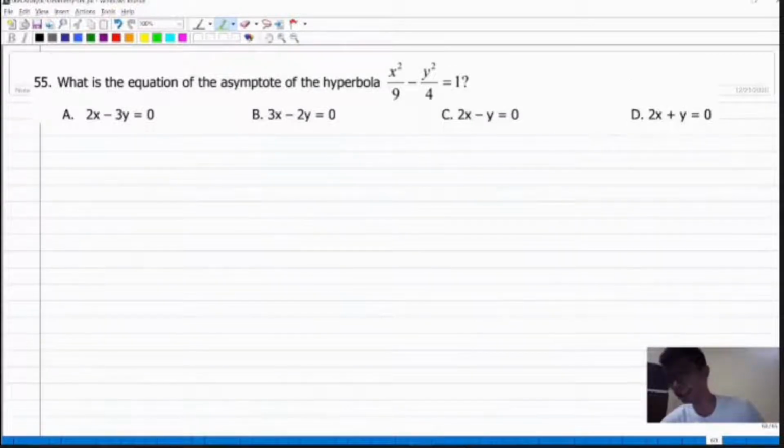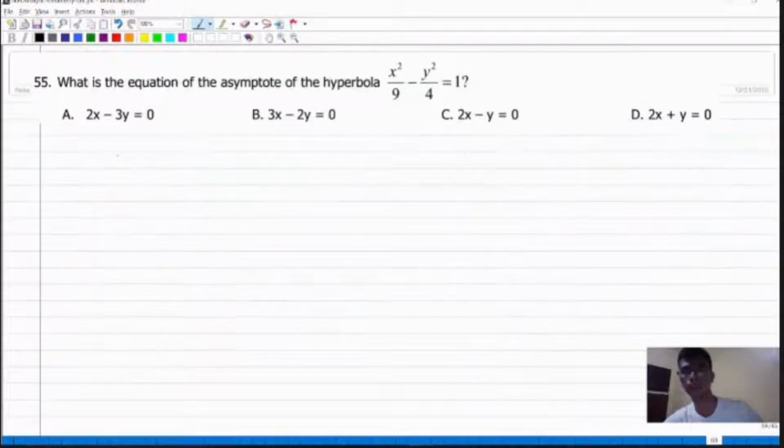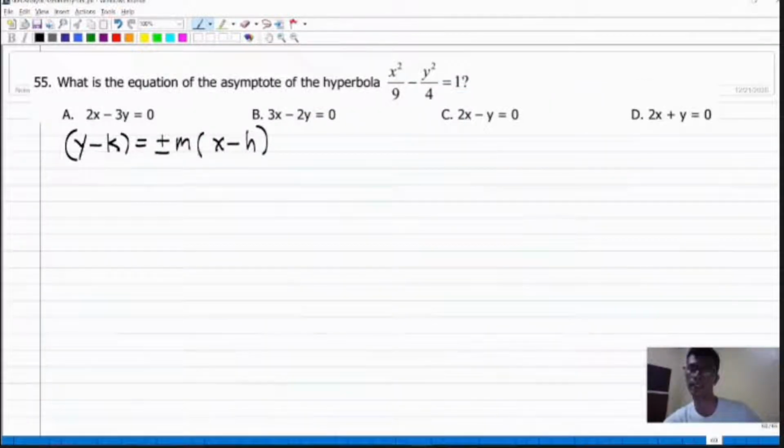Number 55. So, asymptote agad kinanong. Number 55, what is the equation of the asymptote of the hyperbola x squared over 9 minus y squared over 4 is equal to 1? So, balikan natin. The equation of the asymptote is y minus k is equal to positive negative m times x minus h. So, kailangan lang natin malaman what are the values of h, k, and m.